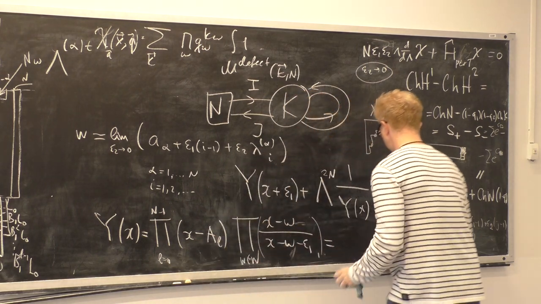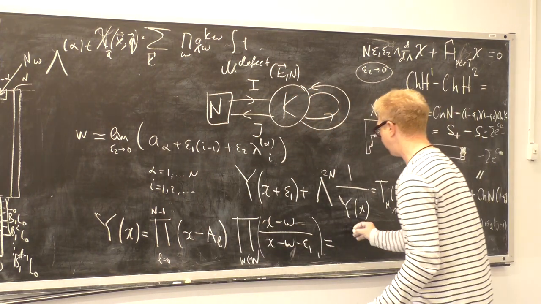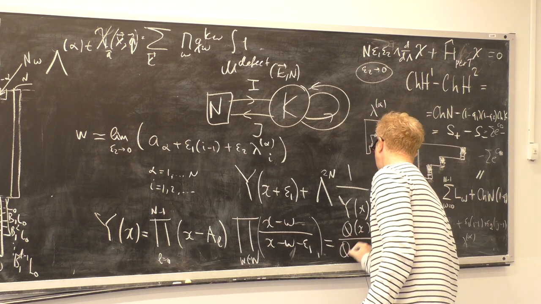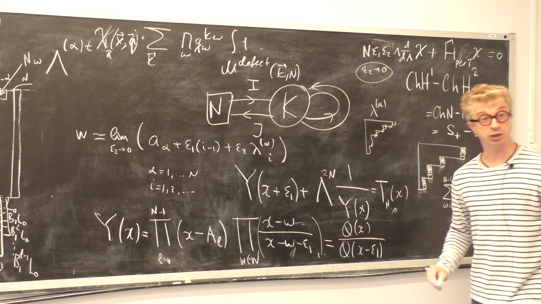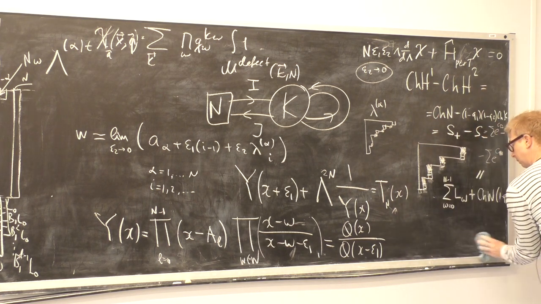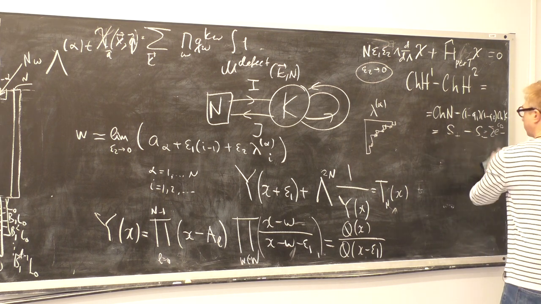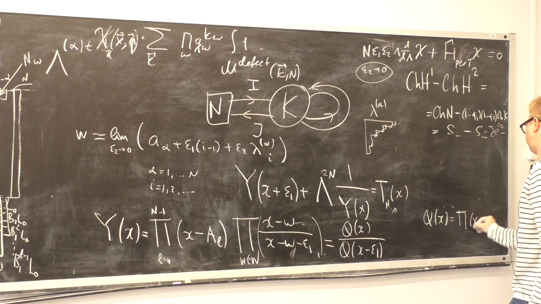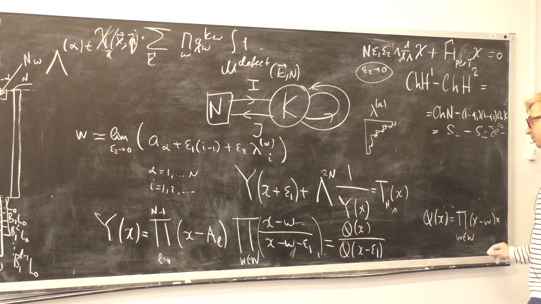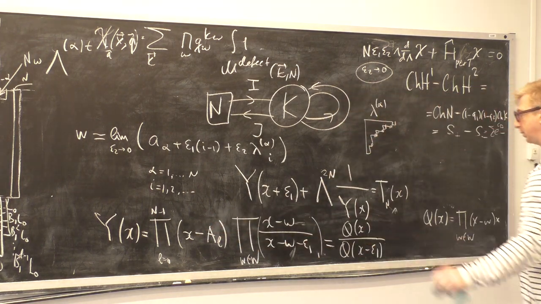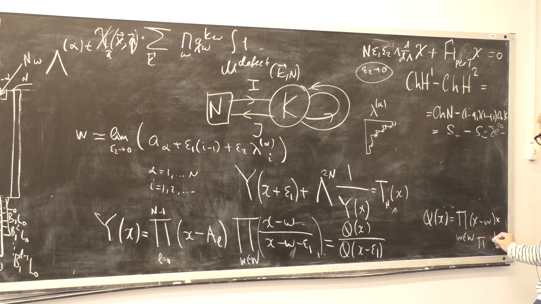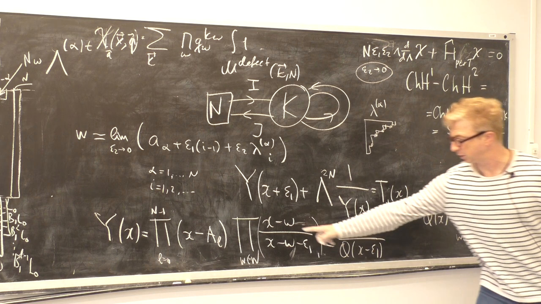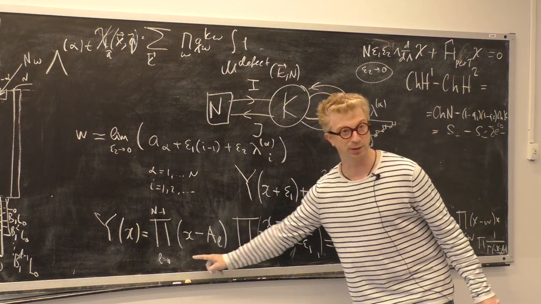You can represent this equation in the more familiar form by writing this as a ratio of two entire functions, where Q of x is the product of x minus w times some product of gamma functions, which actually disappear in the limit of epsilon 2 going to 0. So some product of 1 over gammas of x minus a over epsilon 1. Well, it's obvious you can form some ratio of gamma functions which will produce this polynomial.